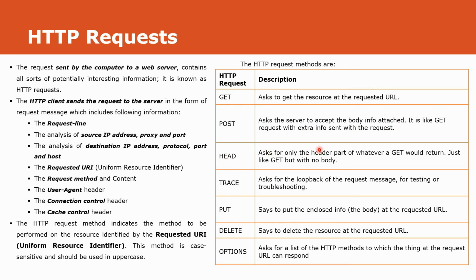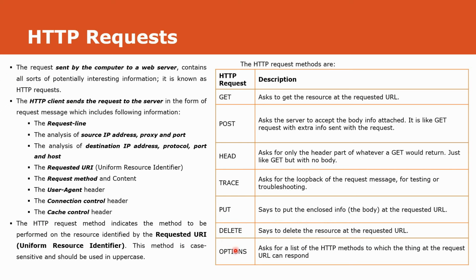HEAD asks for only the header part of whatever a GET would return. If you want to access only the header, then we can use HEAD. TRACE: if you want to trace your request, what the status of the request is, whether it is appropriate or not, whether it has some output or not, then we can use this method. PUT says to put the enclosed information body part to the request URL. DELETE: if you want to delete your resource at the requested URL, then we can use DELETE.